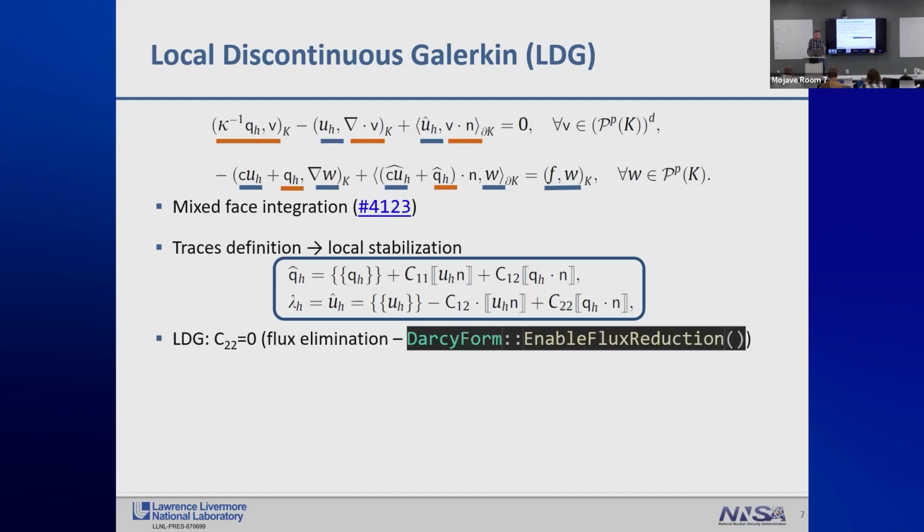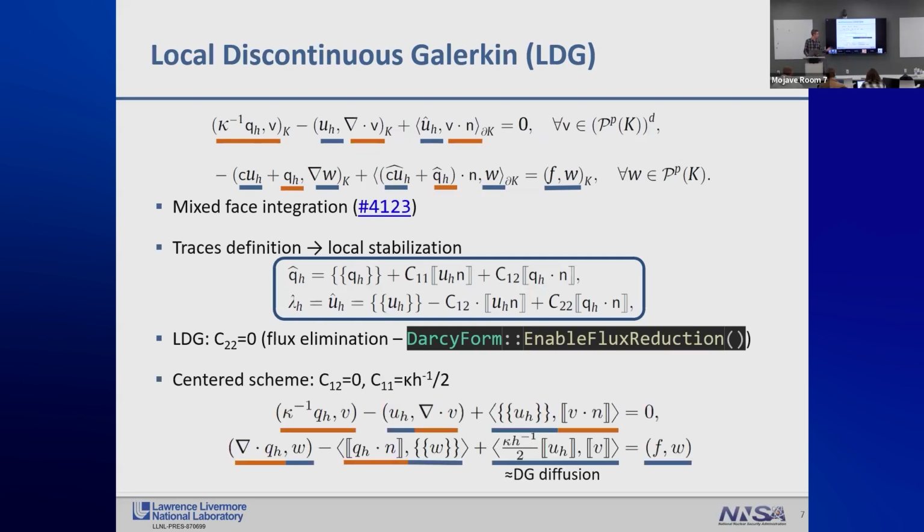But for now, for that HDG, we always choose the tau22 equal to 0, which essentially means that the traces of potentials are independent of the fluxes. So what we can do is eliminate the fluxes from the system. This is now also supported, so we now enable flux reduction. That's under development. So for now, I have not yet developed convection.